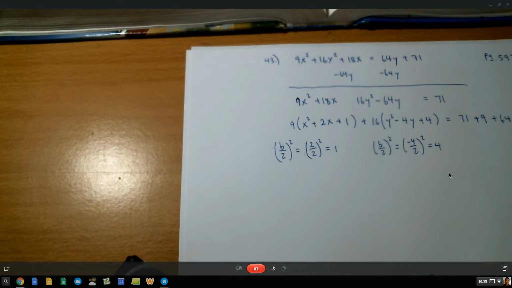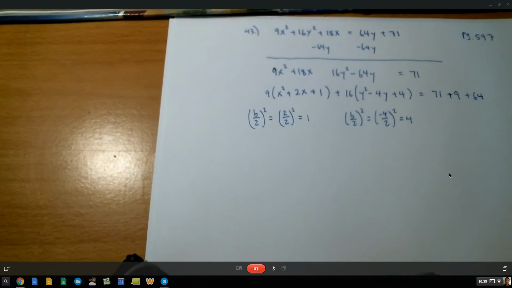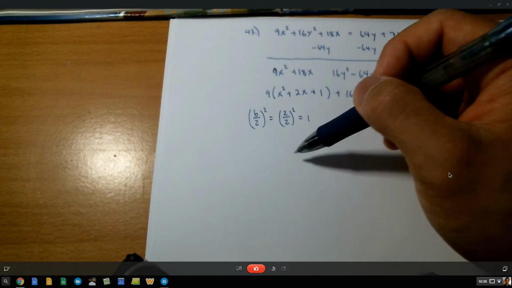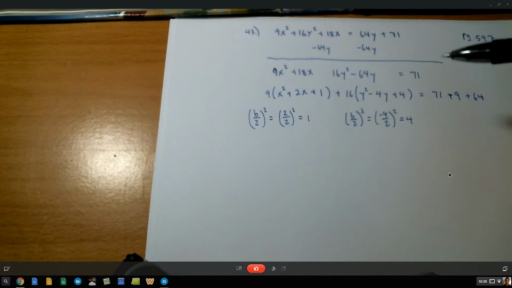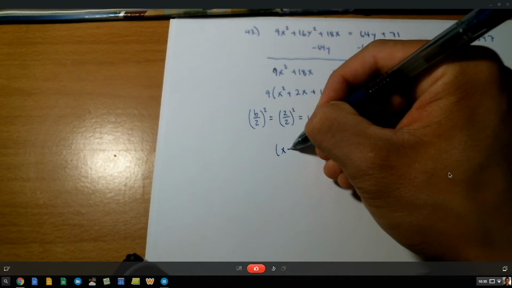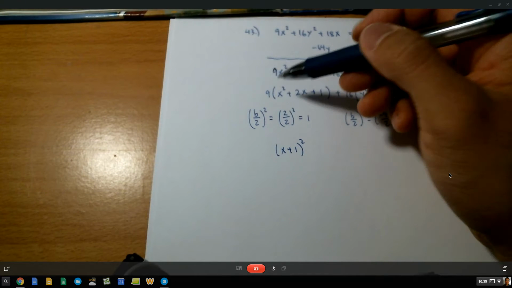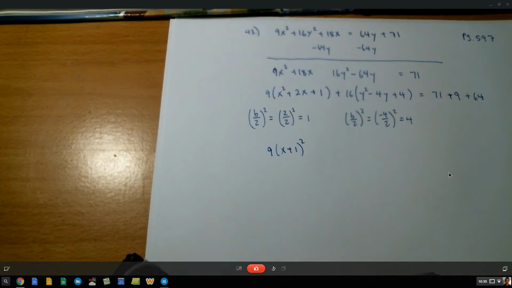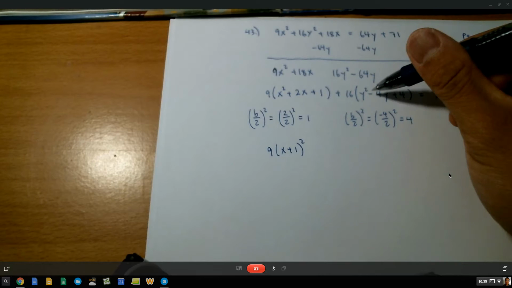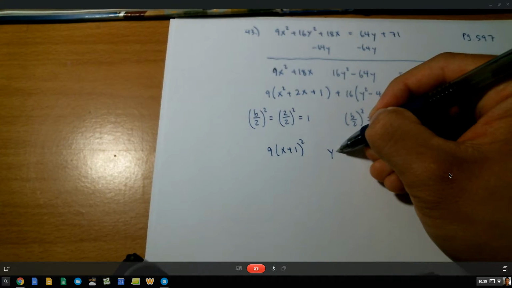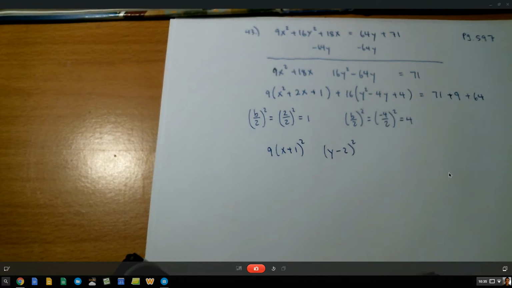Okay? So now that we've done that, what is x squared plus 2x plus 1? What would that be in perfect square form? Well, that would just be x plus 1 squared. And remember, there's a 9 on the outside, so you have to include the 9 as well. And y squared minus 4y plus 4, what would that be? That would just give us y minus 2 squared.